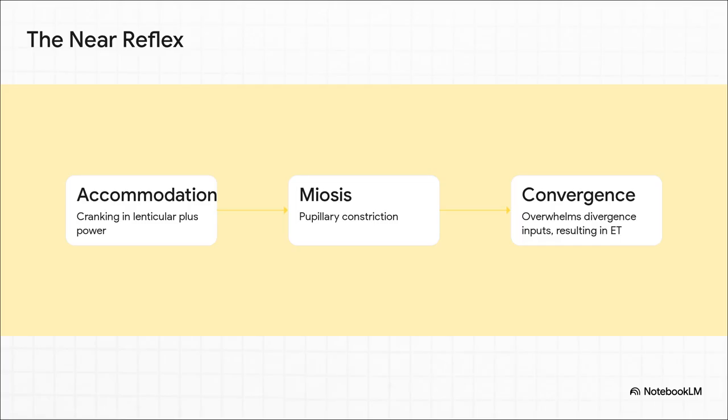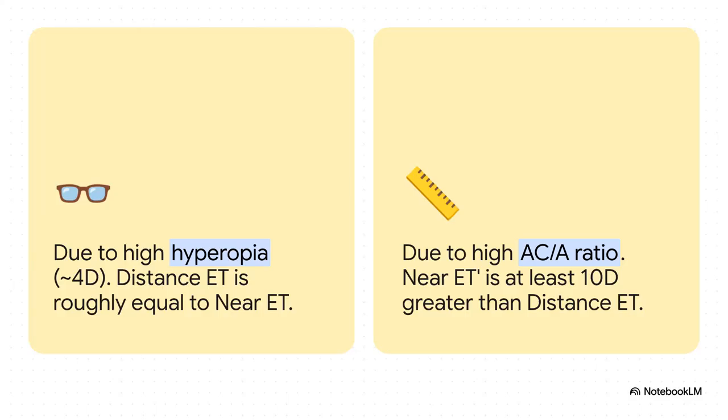First, accommodation, cranking in lenticular plus power via the ciliary body to clear up the image. Second, meiosis, or pupillary constriction, to increase depth of field. And third, convergence of the medial recti to maintain single vision. Usually our supranuclear divergence inputs balance this out. But in accommodative esotropia, the convergence drive is just so massive that it completely swamps the diverging mechanisms, yanking the eyes inward. Please do not confuse these two variants on your boards.